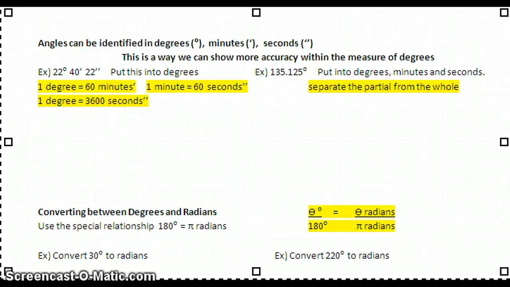This video covers pre-calc 4.1 and trig 1.1 part 2 notes.